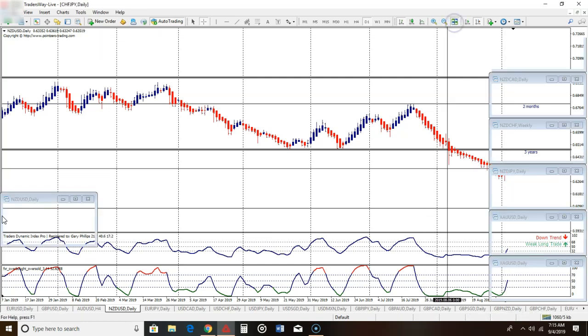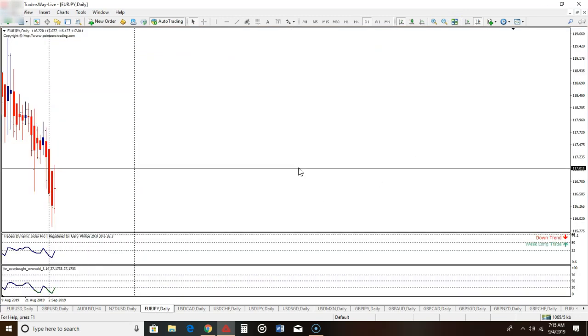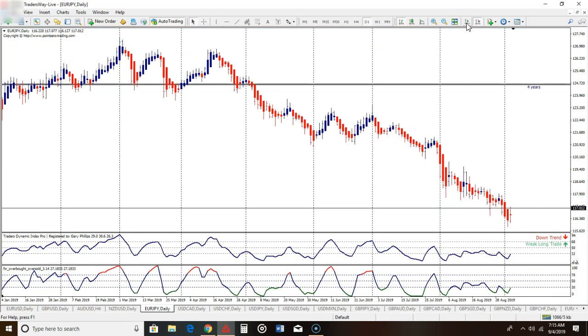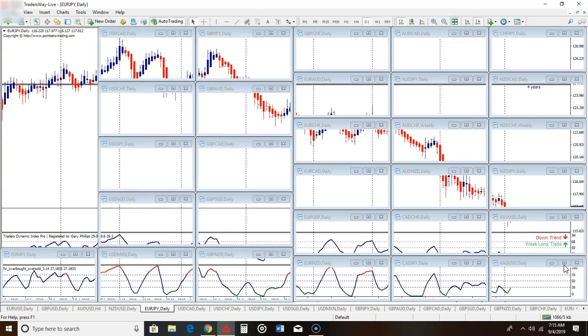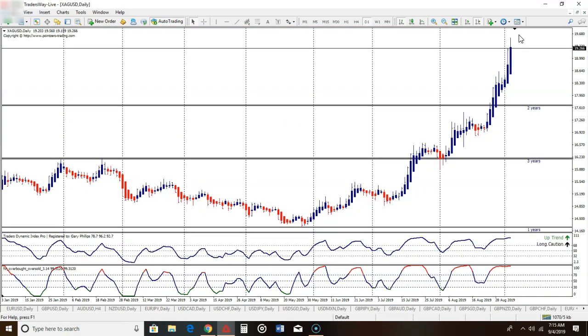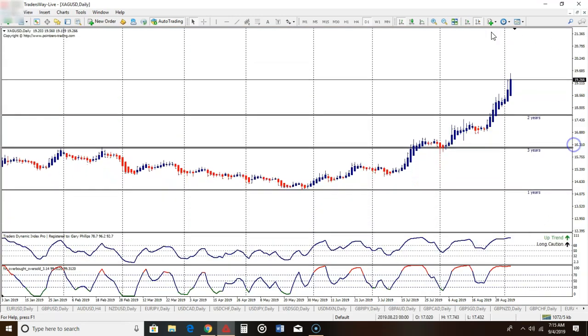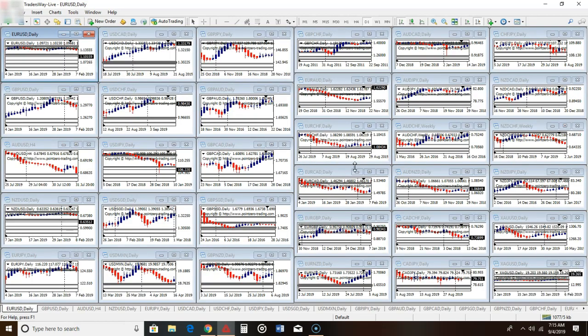So let's find another pair. Let's look at the Euro JPY. Nope. Maybe we'll look at gold or silver. Man, this thing shot up. I knew this was going up too. Let's look at the Euro CAD.